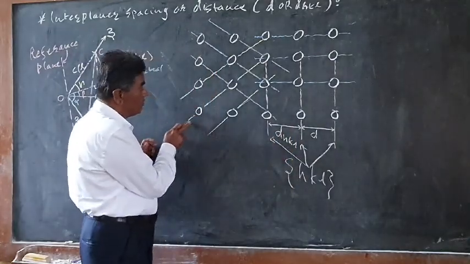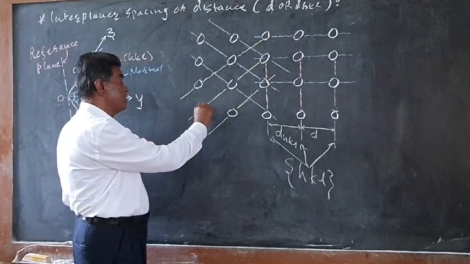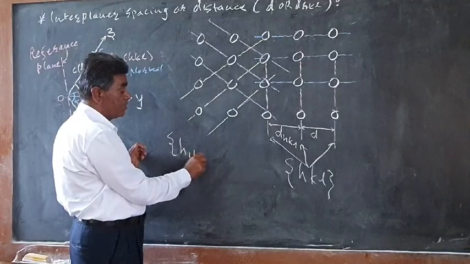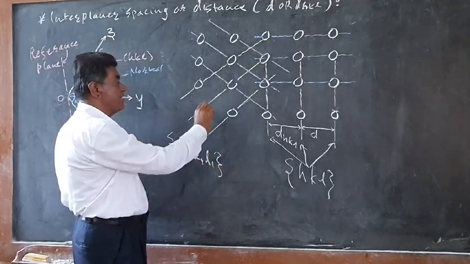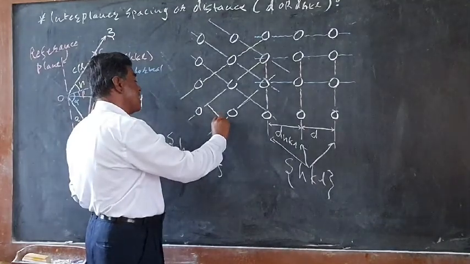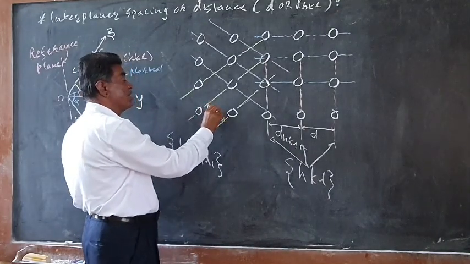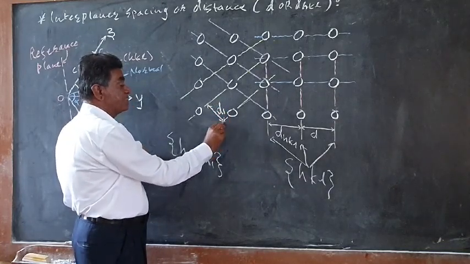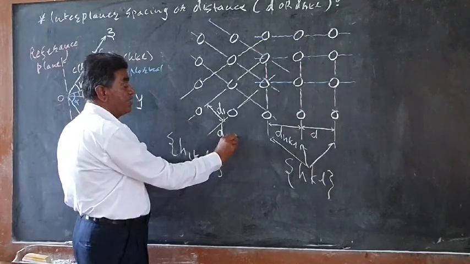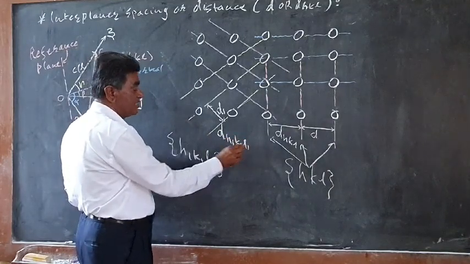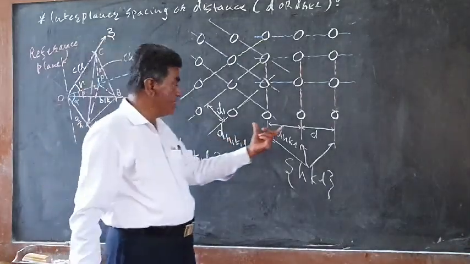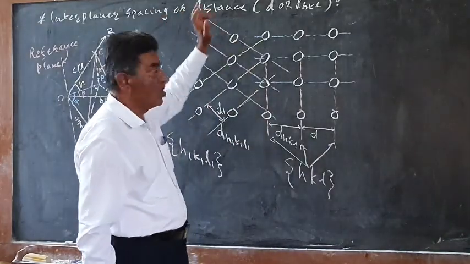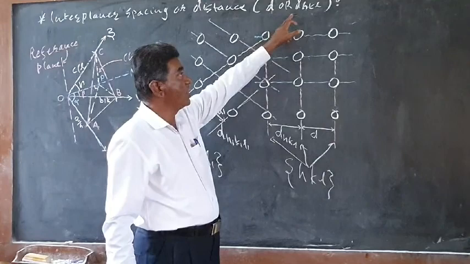If we consider this set of parallel planes defined by the Miller indices h1, k1, l1, then the interplanar spacing may be represented as d1, or it can also be given as d_h1k1l1 with respect to the Miller indices. So the perpendicular distance between any two successive parallel planes is known as interplanar spacing or distance, and it is denoted by d or d_hkl.